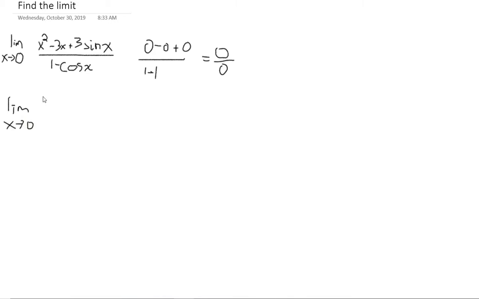Okay, derivative of x squared, 2x. Minus 3x is just going to be minus 3. Plus 3 sine x is going to be plus 3 cosine x. Derivative of sine is cosine. The 3 just stays in front.